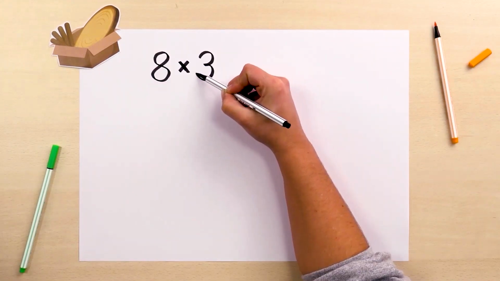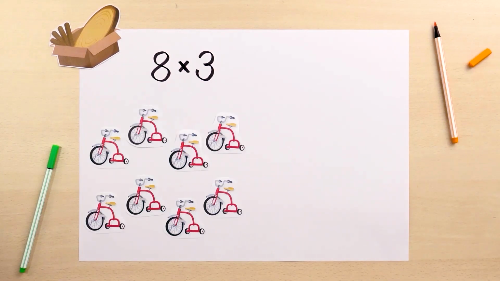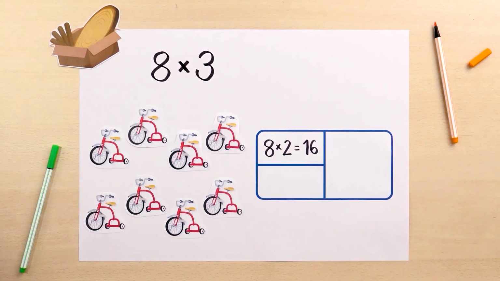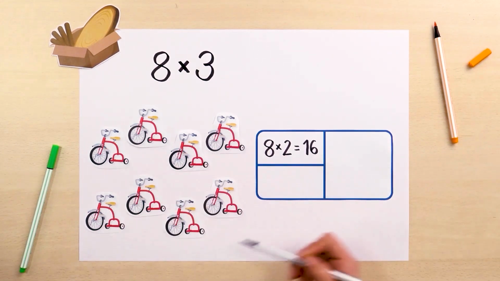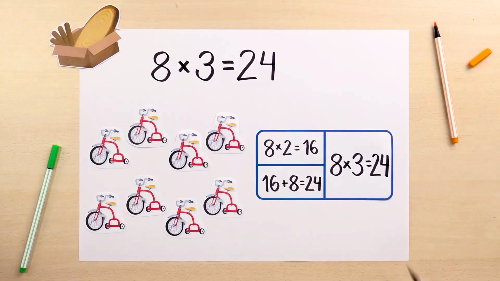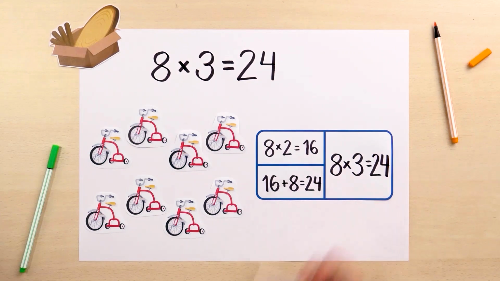So, if we want to know how much 8 times 3 is, for example, we can think about how many wheels there are on 8 tricycles. If this is not enough help, we can think about how many back wheels there are. 8 times 2 is 16. And how many front wheels there are. 8. And add them up. 16 plus 8 equals 24. In other words, we deduce a result from the 3 times table based on the 2 times table.